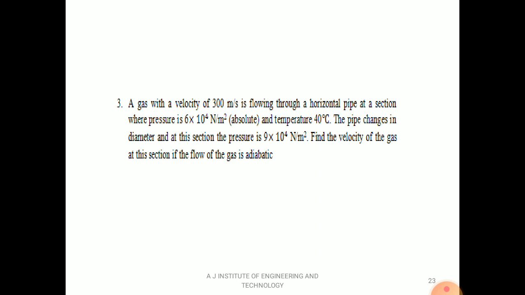So here's a horizontal pipe, Z1 equal to Z2. At section 1, the pressure is 6 into 10 to the power 4 Newton per meter square. P1 is given as 6 into 10 to the power 4 Newton per meter square. You can see the unit of pressure, it is not Newton per centimeter square. So it is very easy. You can directly take down the pressure. It is already given in SI unit, Newton per meter square.